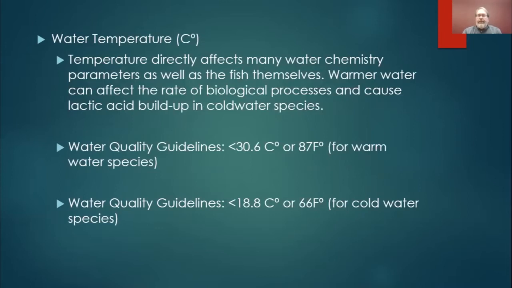Okay, so water temperature. Temperature obviously directly affects water chemistry parameters as well as the fish themselves. Warmer water can affect the rate of biological processes and cause lactic acid buildup in cold water species. So the two guidelines for water temperature are less than 30 for warm water species and less than 18 or 19 degrees Celsius for cold water species. So basically, cold water species don't really want to be in water warmer than 65, and warm water species 85 to 90, and that's going to be their max.